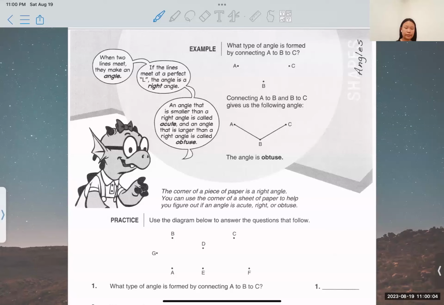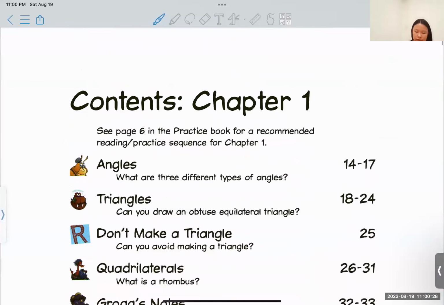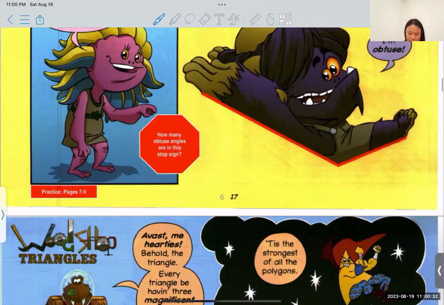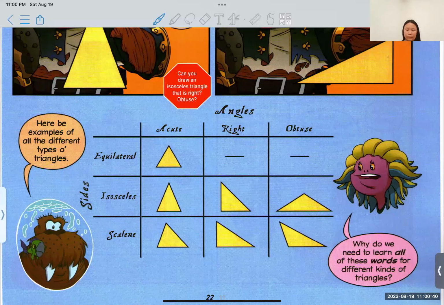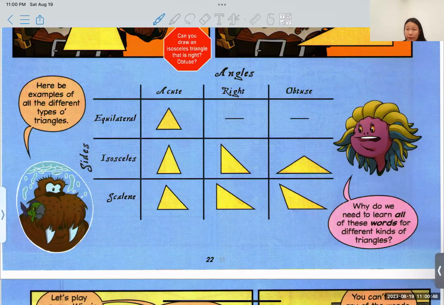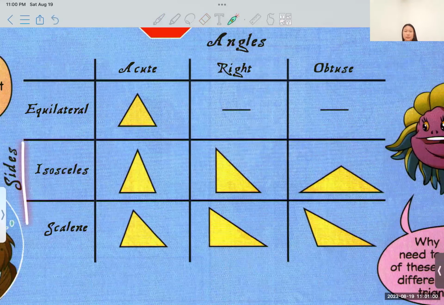Okay, let's get started then. Again, a little self-introduction. My name is Angel. You can just call me Angel. Last time we looked at angles and triangles. So there's a little summary right here. It's a little laggy right now. Okay, so this is basically everything that we went through last time. We looked at different angles and different types of triangles.